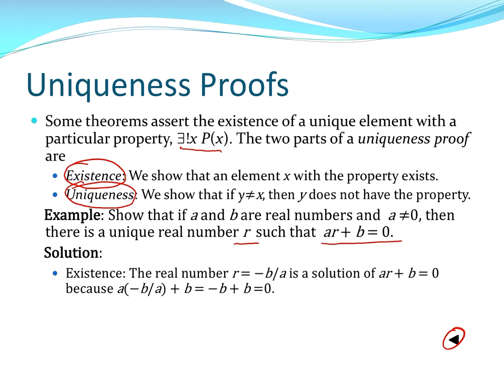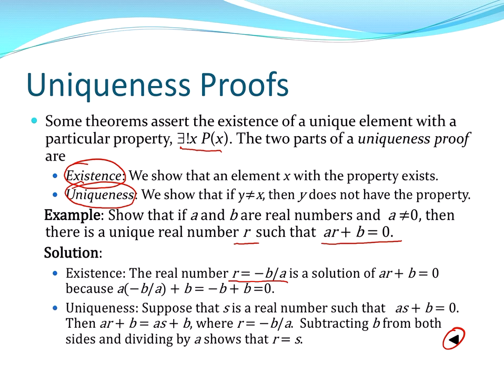Here's an example. If a and b are real numbers and a is non-zero, then we say that there is a unique real number r such that a times r plus b equals 0. And we can find a solution using algebra: r equal to negative b divided by a solves it, because when we plug negative b divided by a in for r, we get an equality. We get 0 equal to 0.